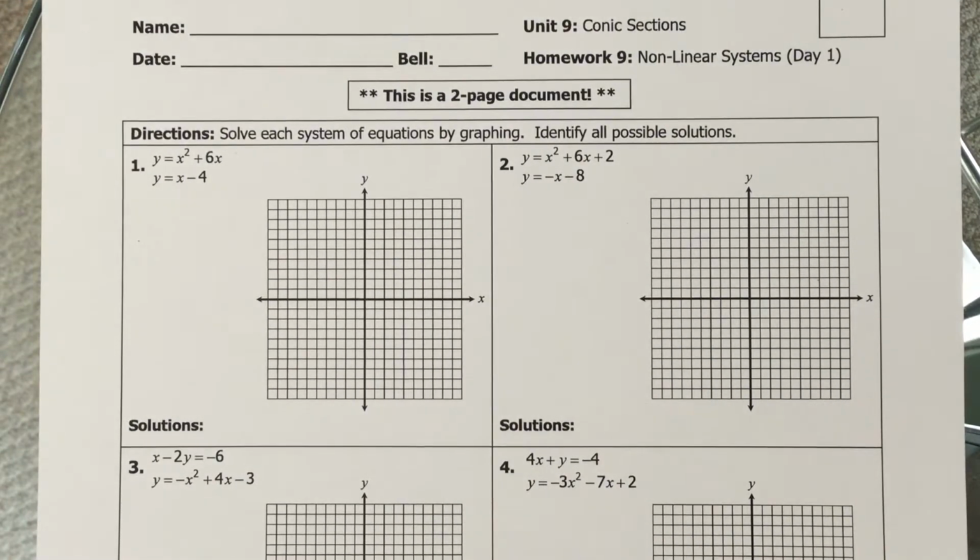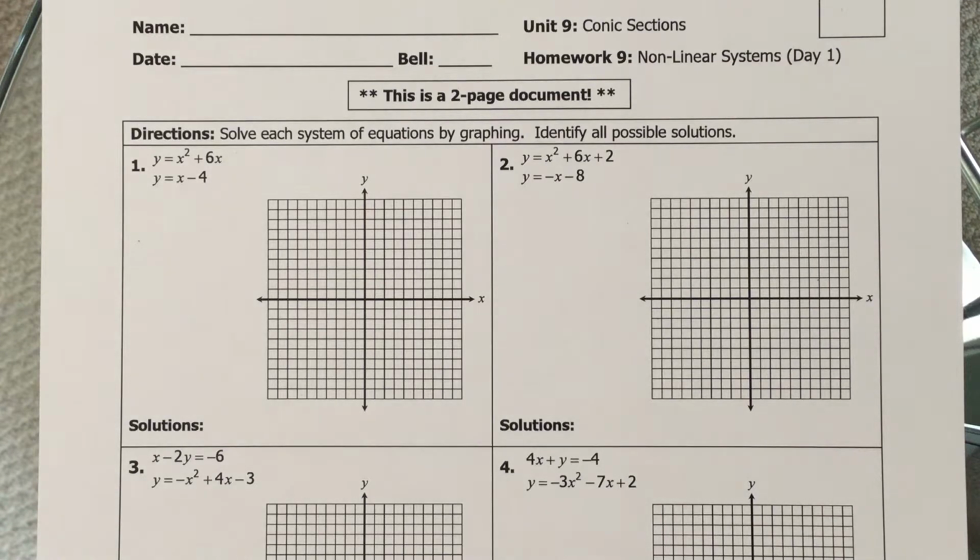All right, homework 9 is day 1 of nonlinear systems. So a nonlinear system is just a system where one or more of the equations are not linear. So they might be quadratic, a circle, an ellipse, hyperbola, etc. Just at least one of them is not linear. That's basically all that it means.